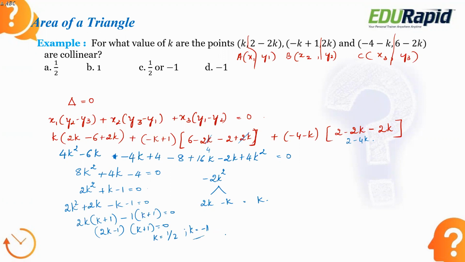So what am I supposed to consider now? It has to be either half or minus 1. It's C. Is that right? C is the right option.